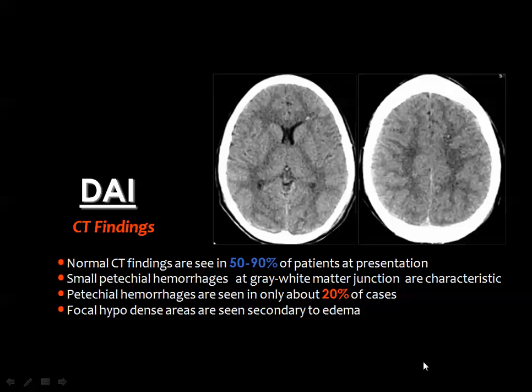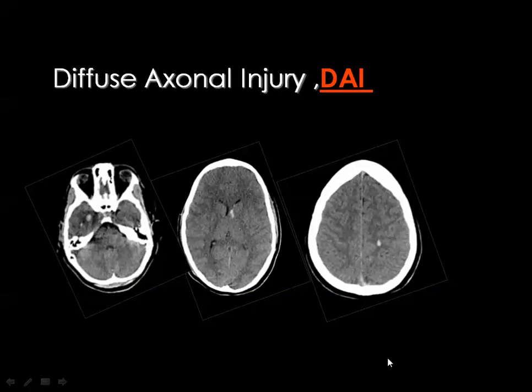Petechial hemorrhages are seen in only about 20% of cases with diffuse axonal injury. And there may be focal hypodense areas secondary to brain edema, in spite of which you cannot see the hemorrhagic focus itself. But with the use of MRI, you are also able to detect the hemorrhagic foci which are not detected by CT scan.